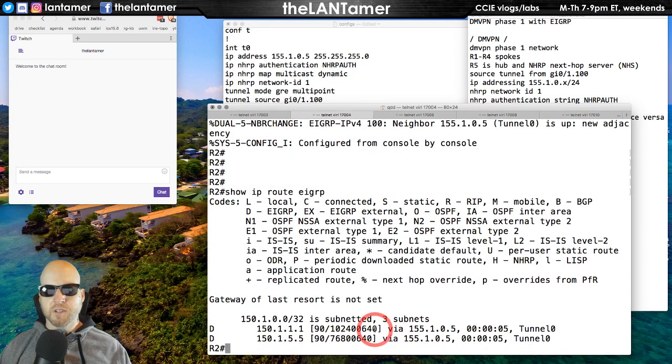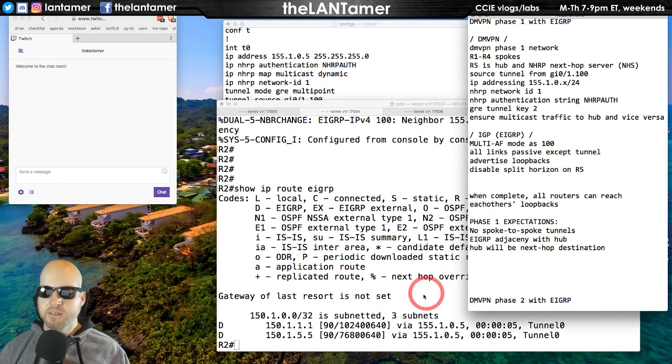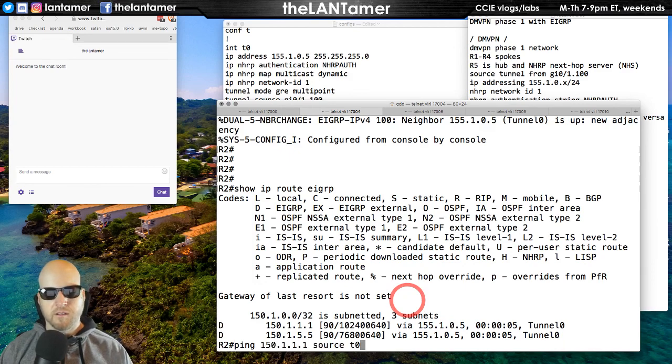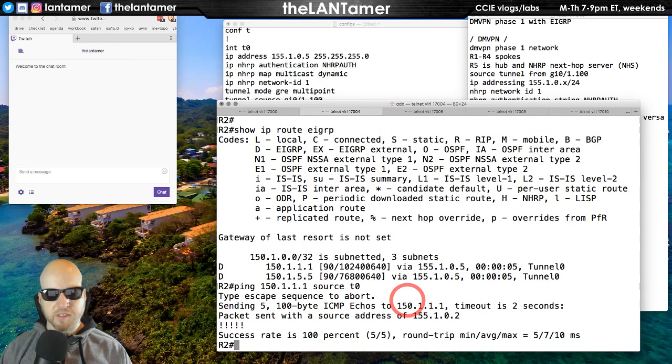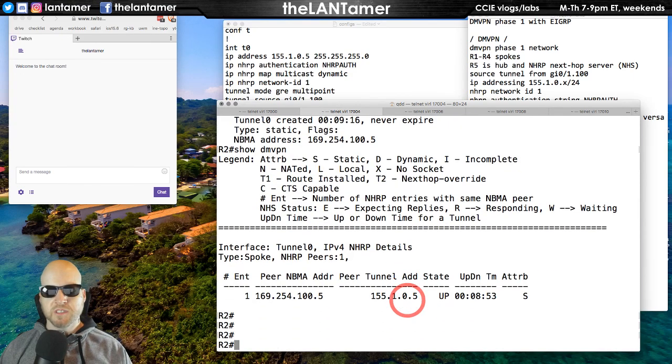Okay, so we learn router 1, but notice the next hop. This is a characteristic of phase 1, right? Now what we can do in phase 1 is we can do summarization because everything is going to be coming from router 5 anyway. He's always going to be the next hop. So we might as well create a summary. We're not going to do that now, but as you can see, we have reachability, but we still have only spoke to hub tunnels, no spoke to spoke.